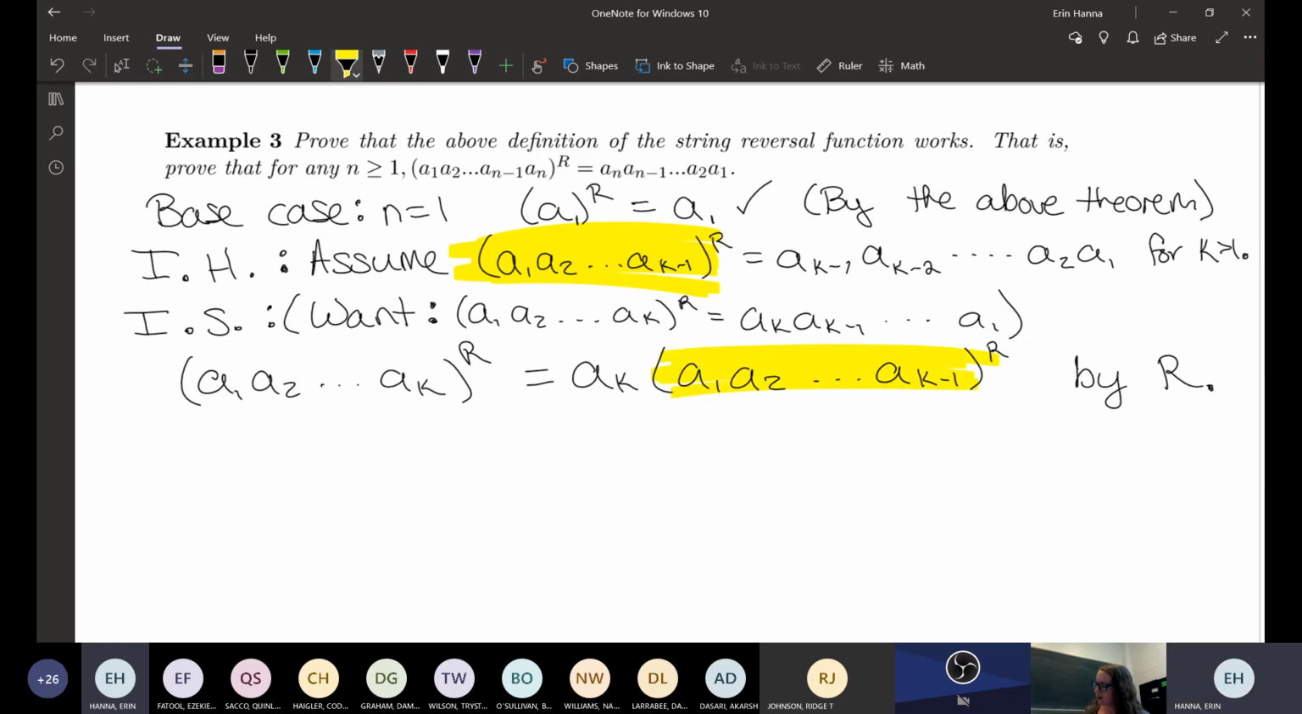And now this thing here is exactly our inductive hypothesis. Essentially what that's doing is saving us all the time of having to bring out k minus 1, then bring out k minus 2, then k minus 3, and so on and so forth. Since we have this inductive hypothesis saying we already know what this is equal to, we can just replace that entire thing that I've highlighted in yellow with what we were already assuming it to be, which is a k minus 1 all the way down to a1. This is exactly what we wanted. That's what we wanted that reversal to come out to be.